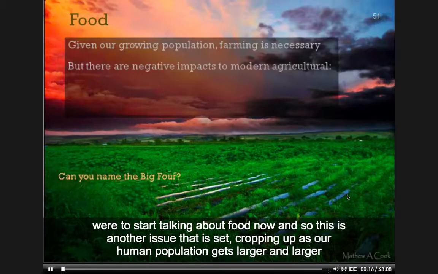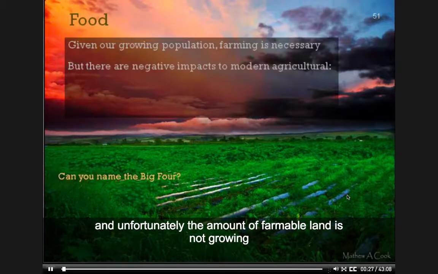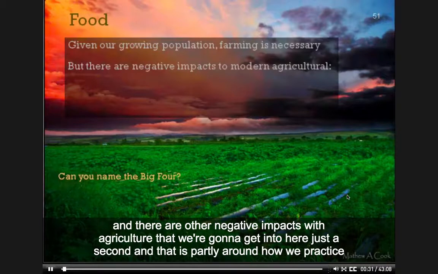And so this is another issue that is kind of cropping up as our human population gets larger and larger. With more people, you need more food. And unfortunately, the amount of farmable land is not growing. And there are other negative impacts with agriculture that we're going to get into here in just a second. And that is partly around how we practice agriculture these days.